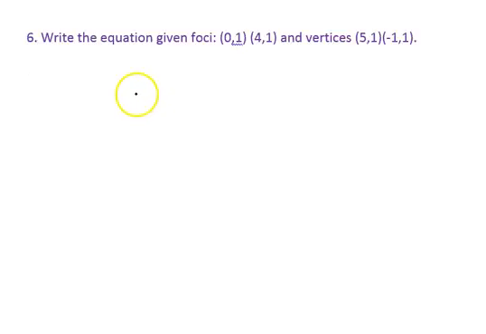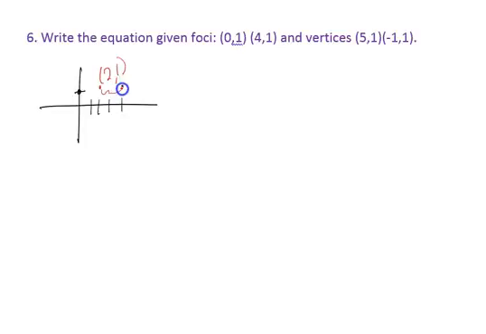Okay, now we're going to work backwards. We're going to have some points and write the equations from those. So I'm going to give you the foci and the vertices, and we're going to write the equation. So I'm going to actually have to sketch this out and figure out what's going on first. If my foci are at 0, 1 and 4, 1, I can figure out where my center is, because my center would have to be right dead in the middle of those. So if this is at 0, 1 and this is at 4, 1, my center has got to be at 2, 1.